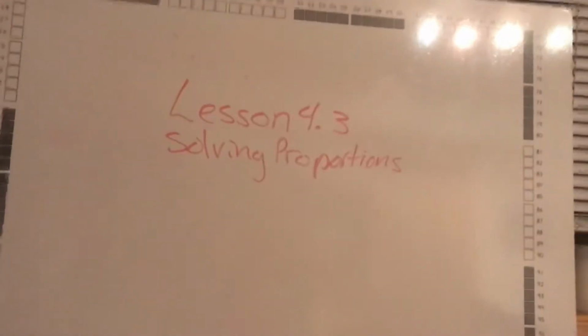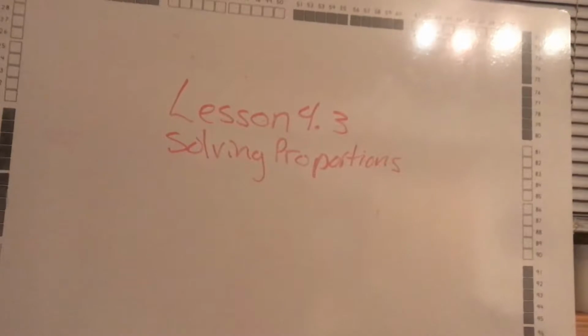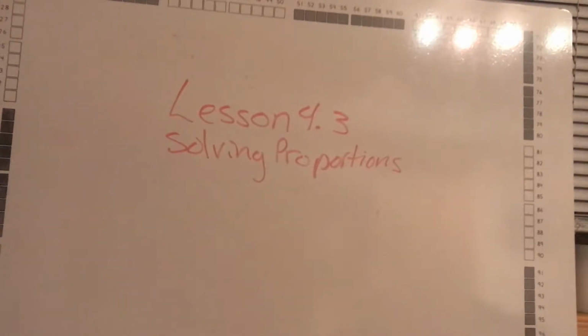All right, today we're going to do lesson 4.3, which is solving proportions. In 4.2, we just looked to see if proportions were equal or not equal. Now today we are going to solve proportions. First thing you'll notice if you're following along in your book is that the product of the first term of one ratio and the second term in the other is a cross product. If the cross products are equal, then the ratios form a proportion.